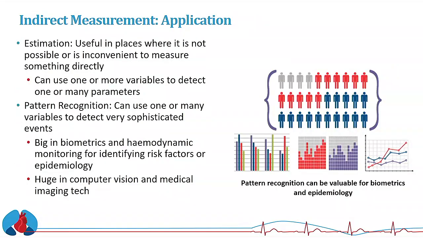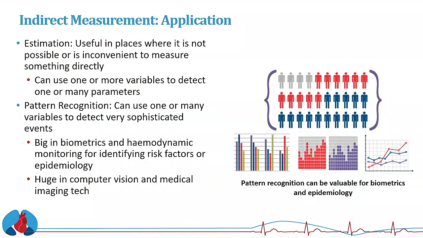So we've found our indirect measurement. How do we apply it? In terms of estimation, it is really useful in places where it's very difficult or impossible to measure something directly. So the VAD flow estimator is a great example, because we can measure flow for VADs. There are sensors out there which exist, but it adds complexity and it adds danger to the patient, and the risks, according to the manufacturers of VADs, are not worth the information that we get out of it.